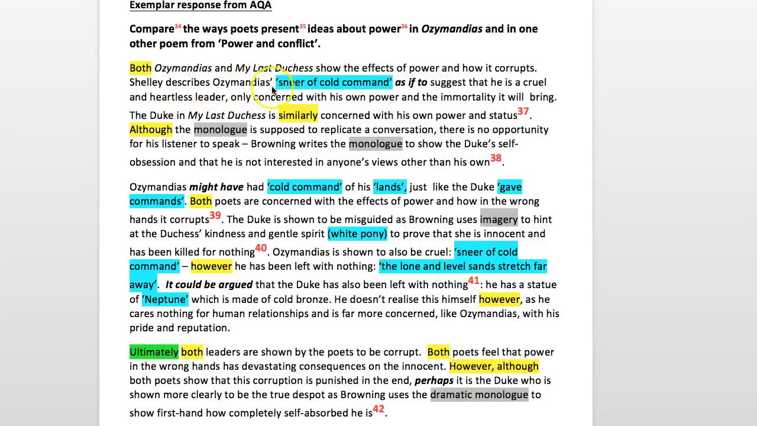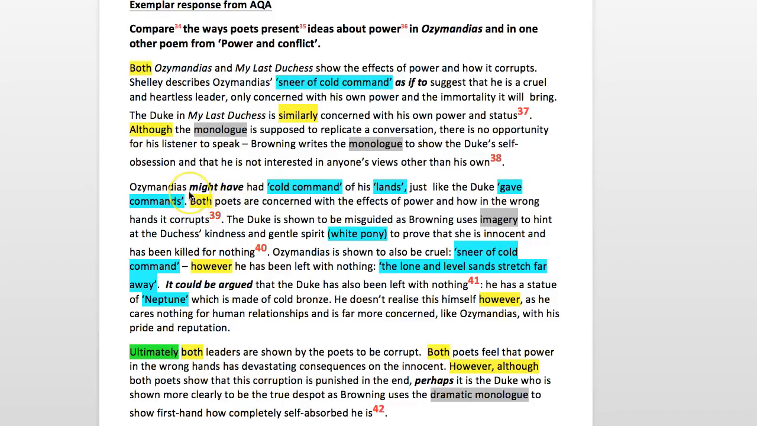So Shelley describes Ozymandias's sneer of cold command as if to suggest that he is a cruel and heartless leader. So this is tentative language that suggests the interpretation is a good one, but though it may not be the only one. That is a way that you can show you're being fine-grained. Let's go down here. Ozymandias might have had cold command of his lands, just like the Duke gave commands.